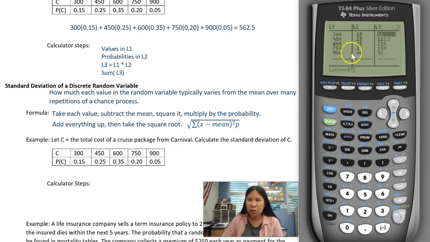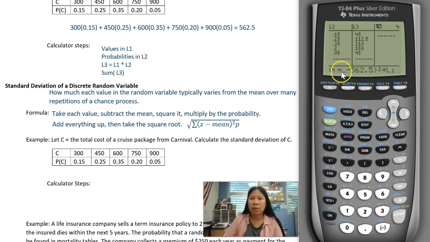In your lists, you should already have your data in there, which is why it's nice to do the mean in the calculator as well. So we already have our L1 with our values, L2 with our probabilities. So we're going to use L4 to do the part where we take each value, subtract the mean, and square it. So we type in our values, which is everything in L1, subtract it from the mean. We got a mean of 562.5 earlier, so that's something you have to remember to write down. Square it, and then multiply by the probabilities, which was everything in L2.